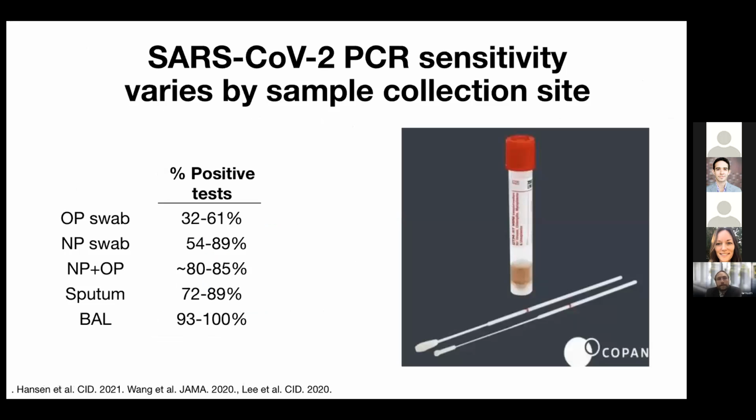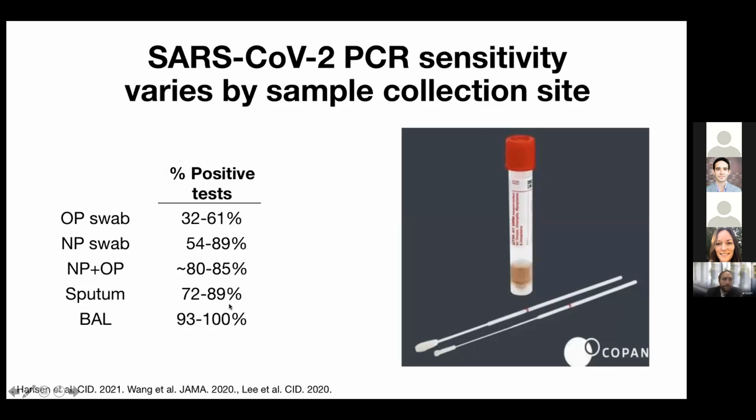One of the key points I wanted to make is that the sensitivity of coronavirus PCR tests, our gold standard, vary rather significantly based on sample collection site. This is kind of a compilation of data from a few studies, mostly earlier studies, but essentially the take-home message is that your lower respiratory sample, a bronchial lavage, endotracheal aspirate, is going to be the most sensitive, the most likely to detect virus in someone who's infected.